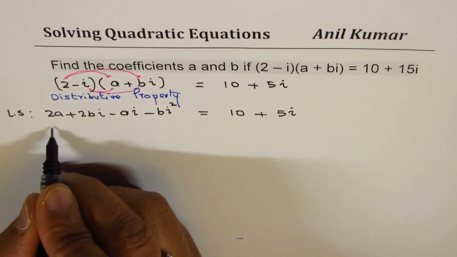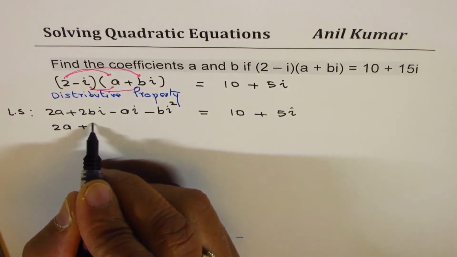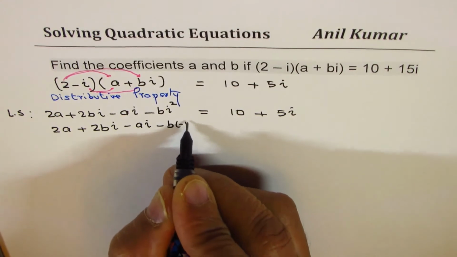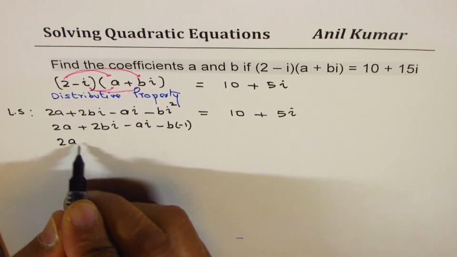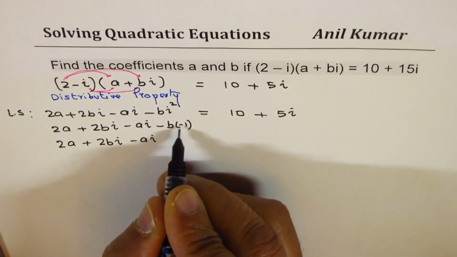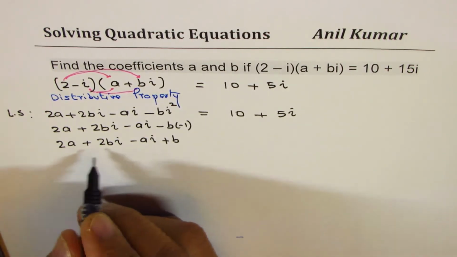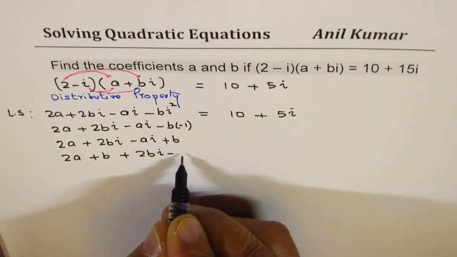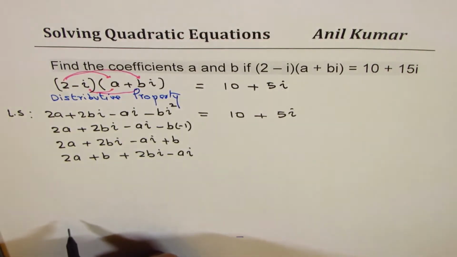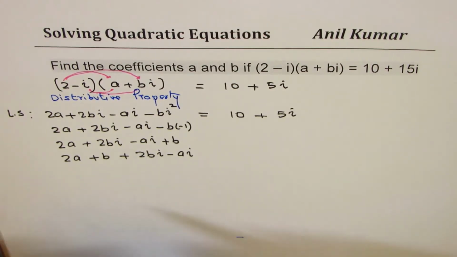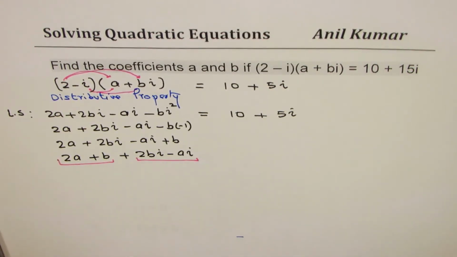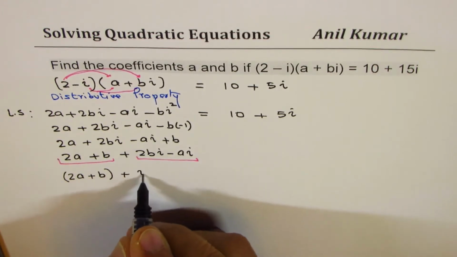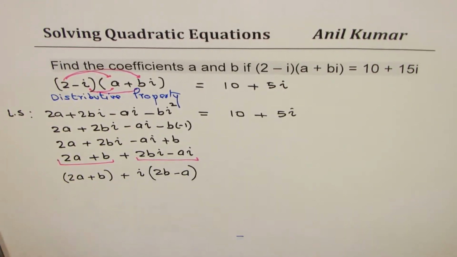Let's simplify this part. So we have 2a plus 2bi minus ai. What is i squared? i squared is negative 1. So we could write this as b times negative 1. And then we could write this as 2a plus 2bi minus ai. Negative negative becomes positive b, and we could now write this as 2a plus b, let's rearrange, right, plus 2bi minus ai. What do you notice here? You notice that we have a real part, this is the real part, and that is the imaginary part, correct? So I could write this as 2a plus b and factor out i to get me 2b minus a. Does it make sense to you?